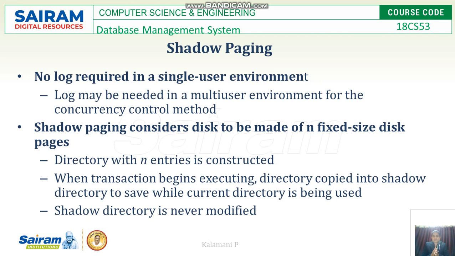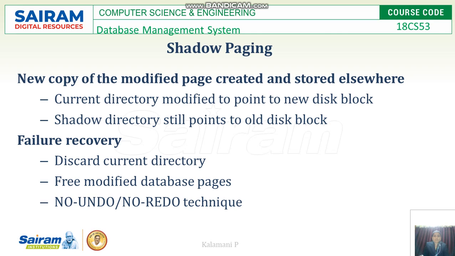The operations we perform will be updated in the current directory. The shadow directory will hold the data as it was at the beginning of the transaction. No other updates should be done in the shadow directory. The shadow directory is never modified. Once it is initialized when the transaction begins, it won't be modified. So any changes to the data will be stored separately in the disk, not overwriting the data.